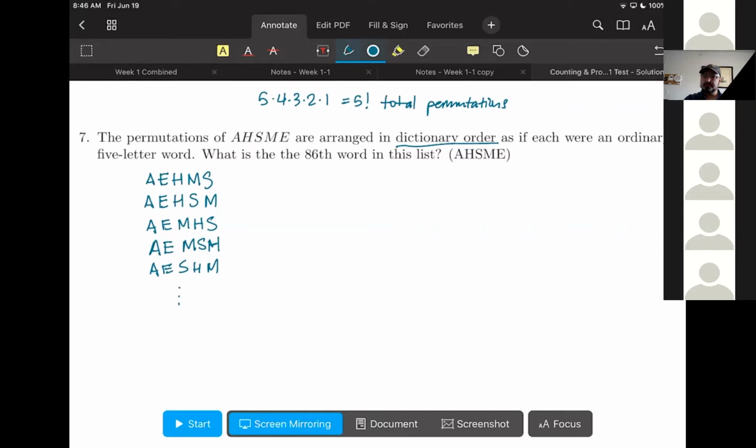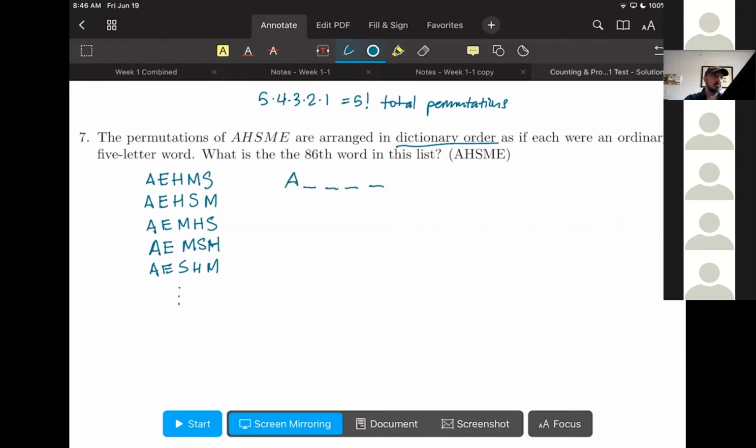I wrote down a couple just to give the idea, but we're going to solve this without writing down all 86, because that would take a long time. One way to think about this is to break it into cases. The first thing we notice is that if we wrote everything in dictionary order, all the ones at the beginning would start with A. So one sub-question is: how many permutations of A, H, S, M, E start with A?